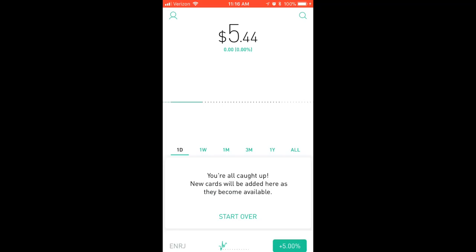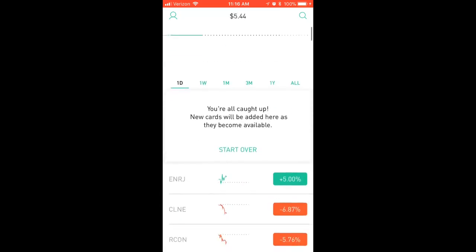Today I just wanted to make a video on how to use the different orders on Robinhood and to recap a trade that I made, a day trade I made on Robinhood before I switched platforms over to TD Ameritrade or Thinkorswim. So when you open up Robinhood, you'll see all the stocks here.